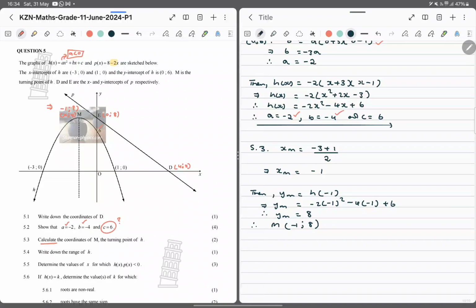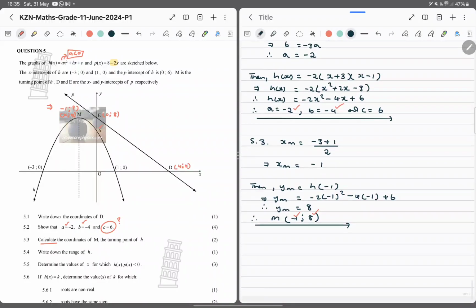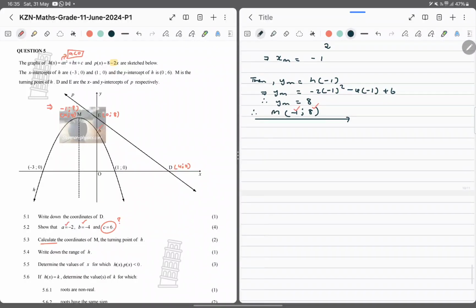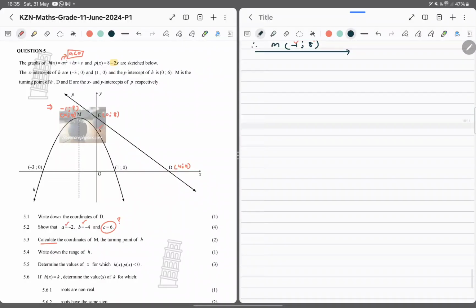The question was clear, calculate, so we needed to show a calculation. Nothing else. 2 marks for this too. Goodness. I don't know where the mark is, because the mark is everywhere, so I guess we get the marks for the answer, but we need to show how we got to it, because we were asked nicely to calculate.